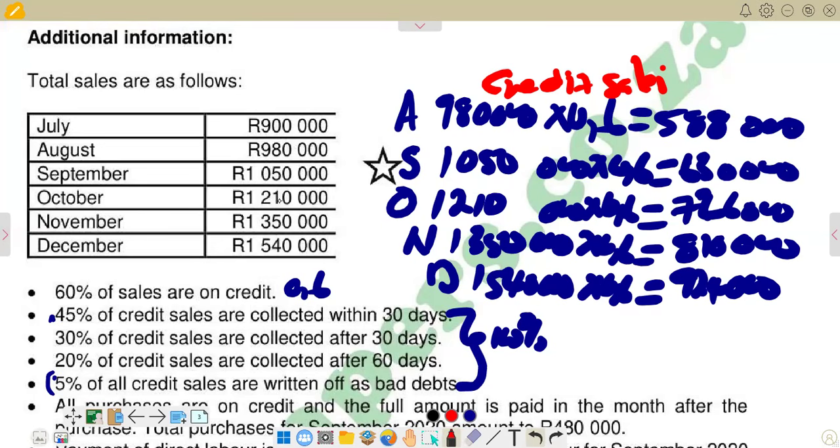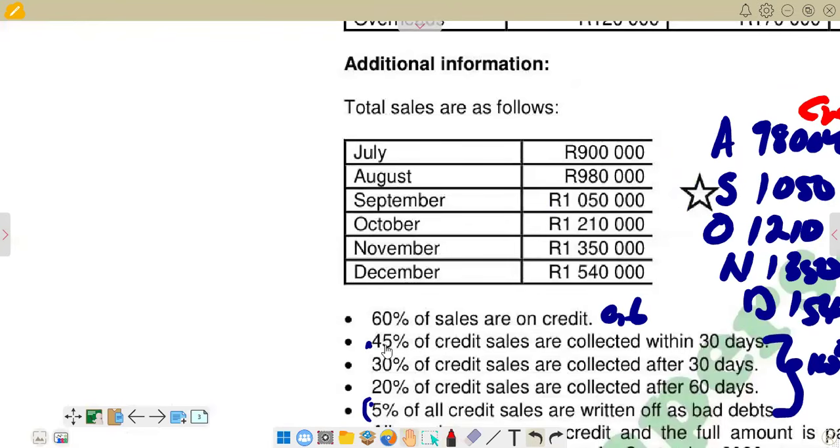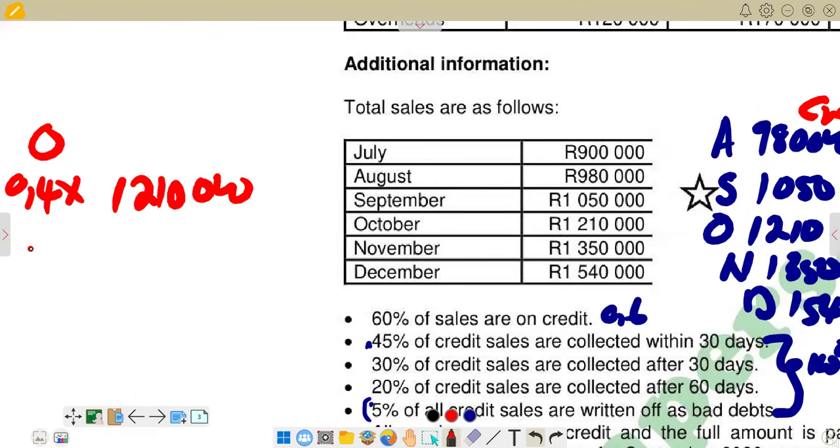So we are saying 0.4 times 1,210,000 to get the cash sales for October, and then we do the same for November and December. Let's just illustrate it. We're just concerned with cash sales, taking from the actual month, starting with October, the first month. We say 0.4 multiplied by 1,210,000. Then you calculate it, and we get 484,000.